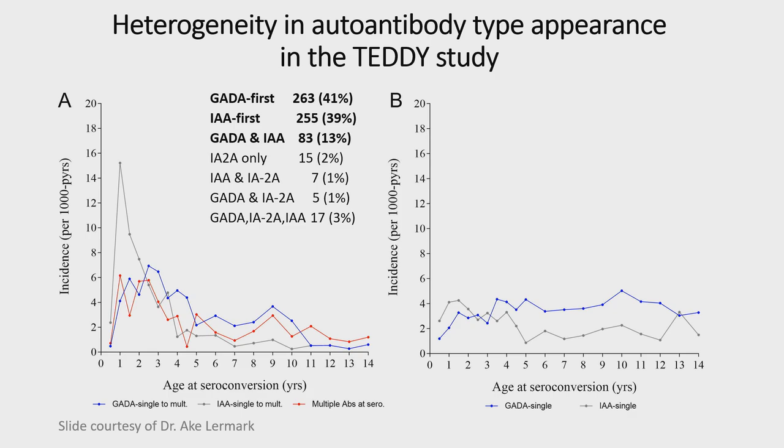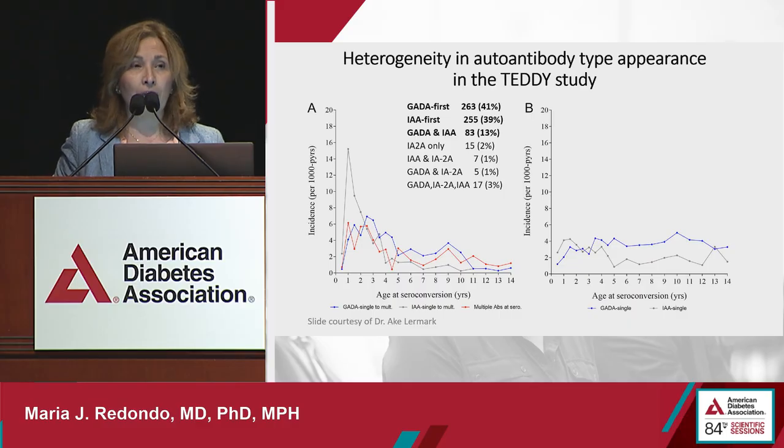And you can see that the first time they are identified as autoantibody positive, about 41% are positive for GADA, 39% for insulin antibodies, and then you have a number of other possible combinations at the very first time they are identified as positive. But it is important to recognize that seroconversion to insulin antibodies as the first antibody happens very early in life, and those individuals have a very high risk of developing a second antibody, so they are now multiple autoantibody positive, and then go on to clinical type 1 diabetes.